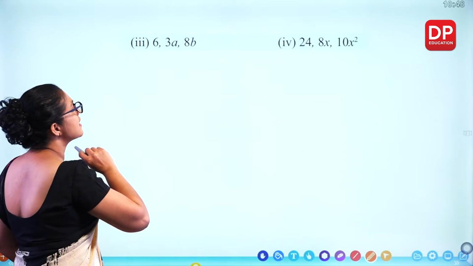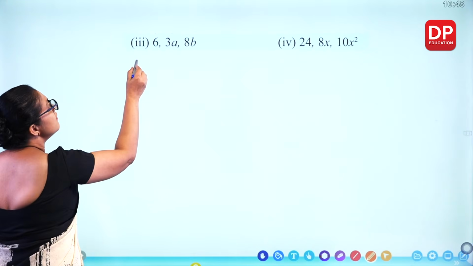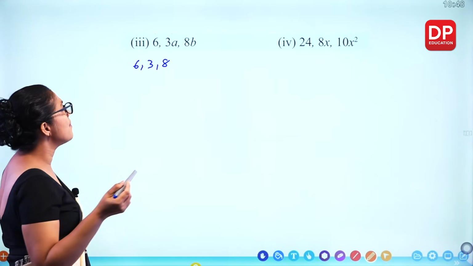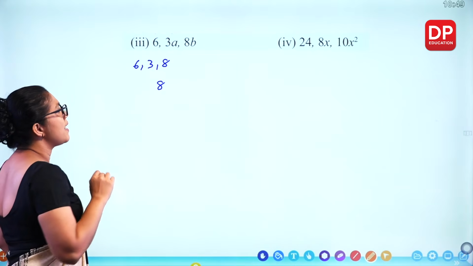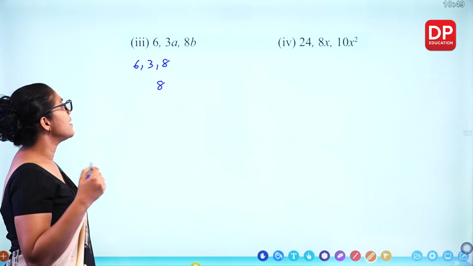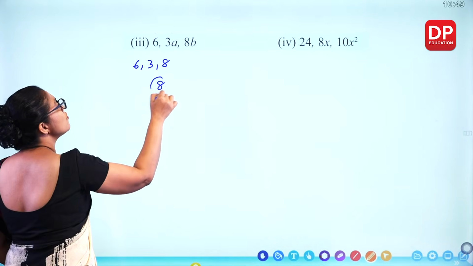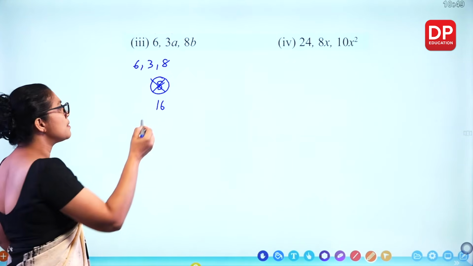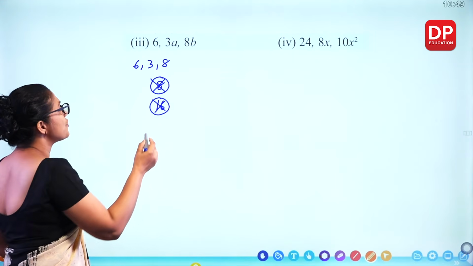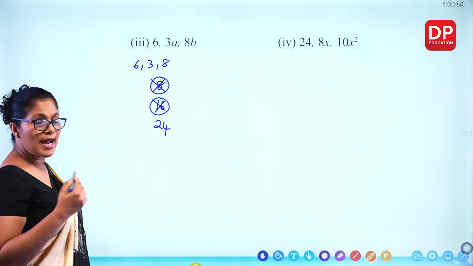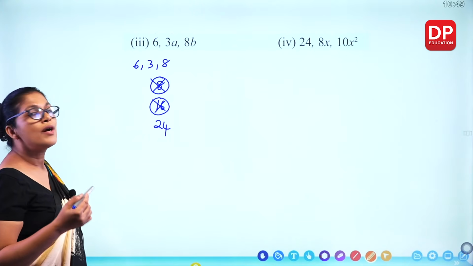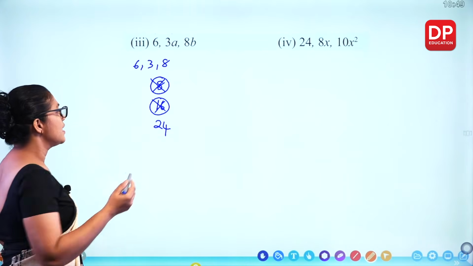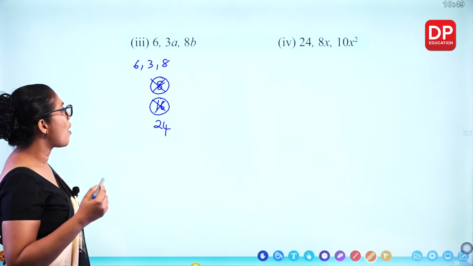So 6, 3, 8. When you take 6, 3, 8, I told you what's the shortest method? Take the highest number as the least common multiple and see whether you can divide. 8 is not divisible by 3, so you can ignore. Multiply by 2, you get 16. 16 also not divisible by 3. Ignore that. 8 times 3, 24. Now see whether you can divide by the other numbers. 24 is divisible by 6, divisible by 3 as well as divisible by 8.